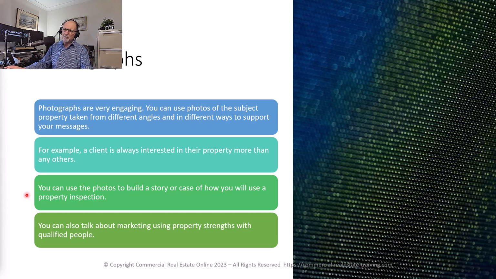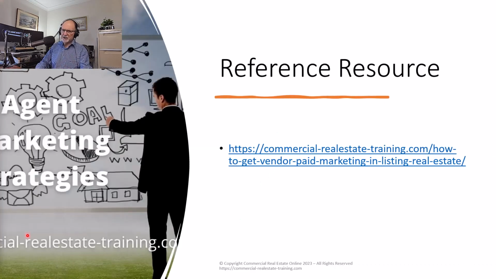So think about that. You have the client, you have their property. You're going to go down the path of showing the client exactly what you will do within their property with qualified buyers. And you've got photographs to show where you will move, how you will move through, and how those elements of the property will be displayed and therefore engaging the buyer. Also, you can talk about marketing using the property strengths with qualified people. That helps as well. So what I've done there is I've talked about 3 different things. I've talked about marketing. I've talked about making sure that you have the stories lined up, and then the photographs. They are 3 ways that your marketing can stand out in commercial real estate.